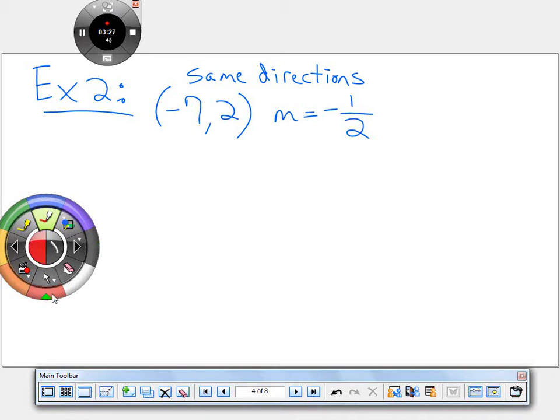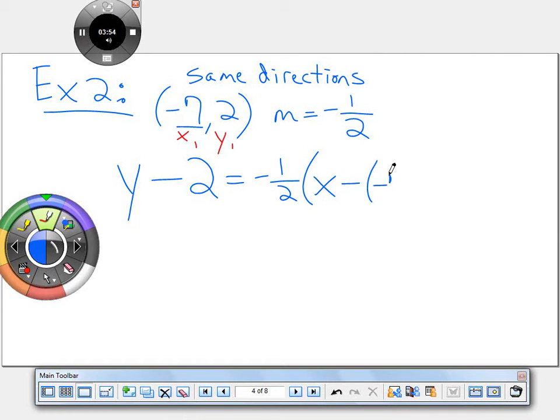You're given a point, you're given a slope, so we can write it in point-slope form. So we have a little x sub 1, a little y sub 1. So we're going to write our equation. It would be y minus whatever the y coordinate is. So y minus 2 equals, and the slope is negative 1/2, and then it's x minus whatever the x coordinate is, so x minus a negative 7.